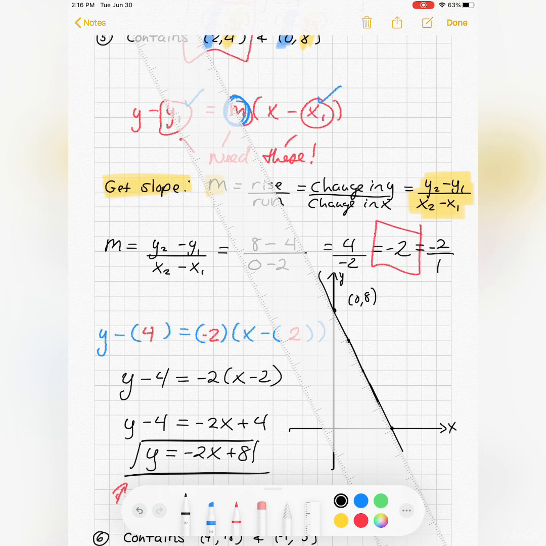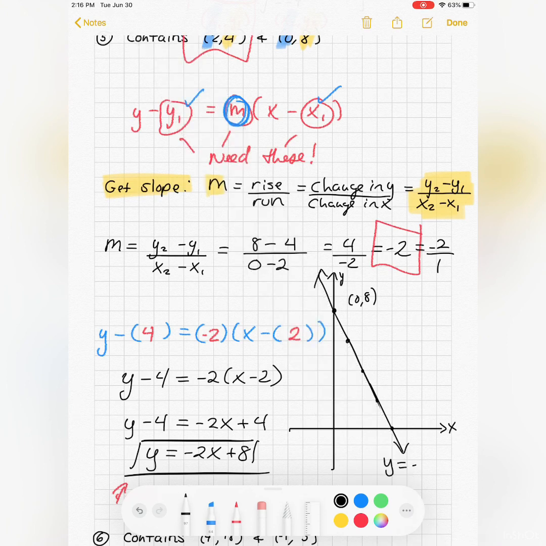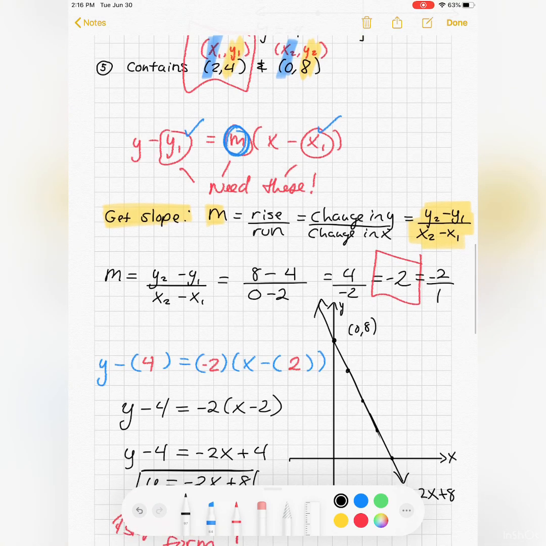And then let me see if our line goes through the 2 points. Let's see, the 2 points given. Let's see, we had the 2, 4. 2, 4, oh, there's that one. Oh, and here's 0, 8. So it looks like we did everything correctly.